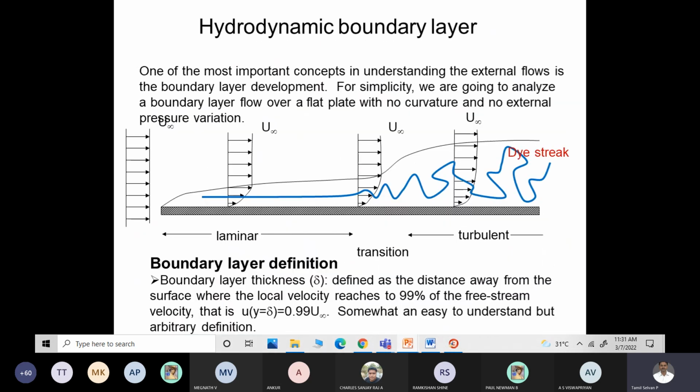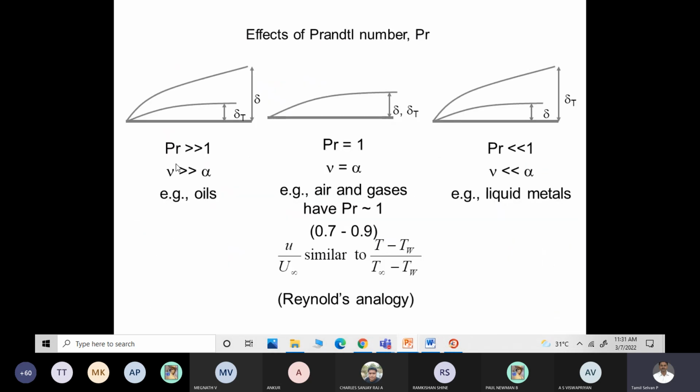This diagram gives us an idea that the thermal boundary layer is thinner compared to the velocity boundary layer in the case of oils, whereas in the case of liquid metals, the thermal boundary layer is thicker compared to the velocity boundary layer. That's why liquid metals are used in nuclear reactors. This is very important. In other words, the Prandtl number is very low, and the kinematic viscosity is very much lower compared to the thermal diffusivity.